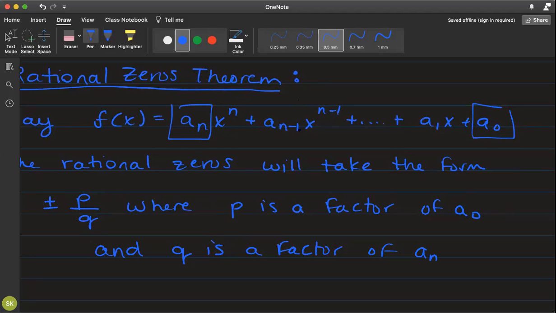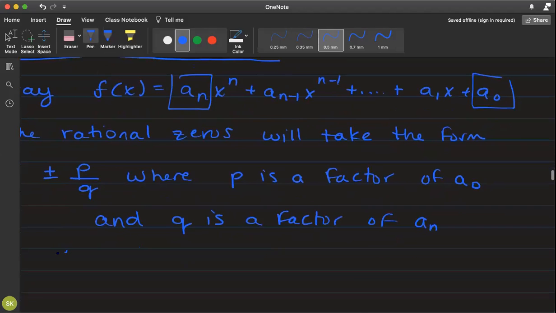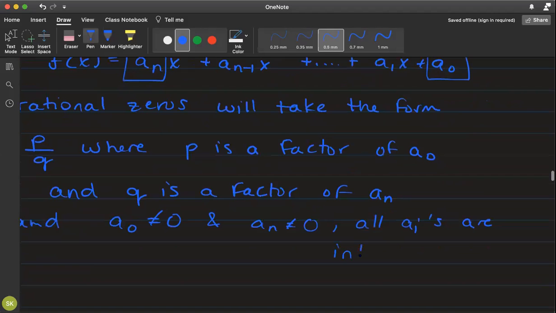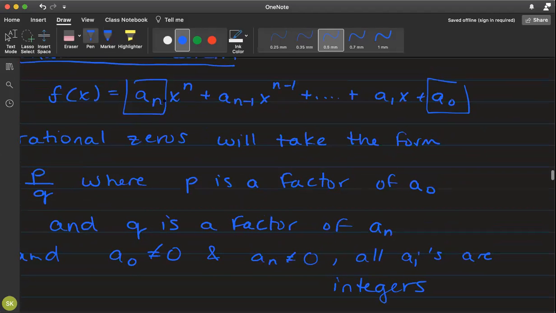Okay. And for this to work, a sub 0 can't be equal to 0, and a sub n can't be equal to 0 either. And all the a sub i have to belong to the integers. So any of these coefficients have to be integers for this theorem to work, which is what we're going to look at. All of them are going to be integers.